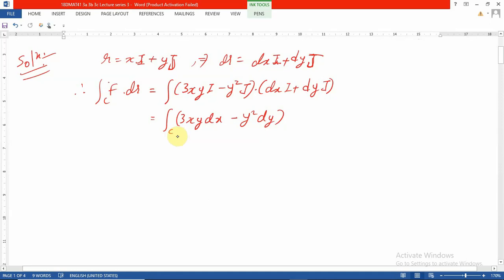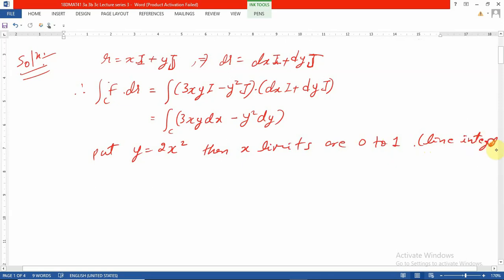Now we put the parabola, because this is a line integral, we directly put y is equal to 2x square. When y is given, the limits of x are 0 to 1. So this is a line integral friends, so we always take only a single integration.